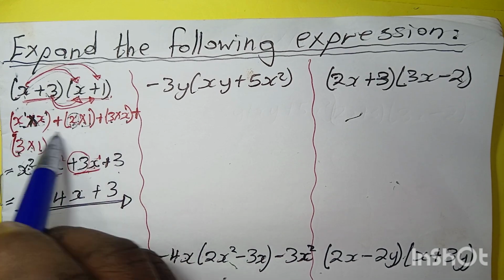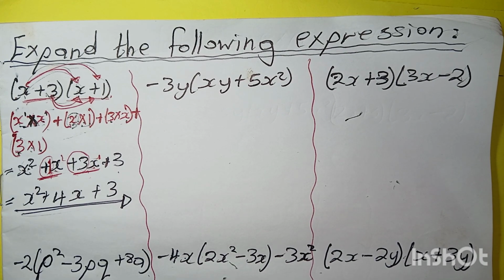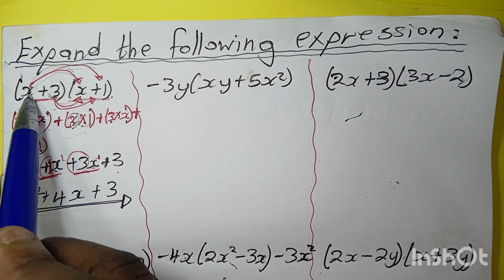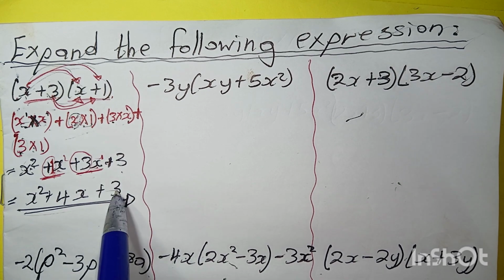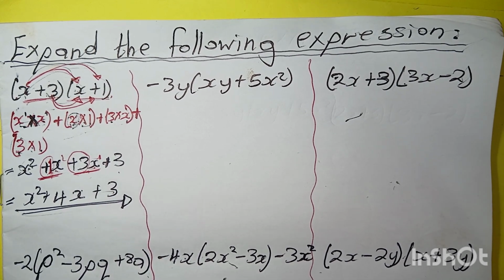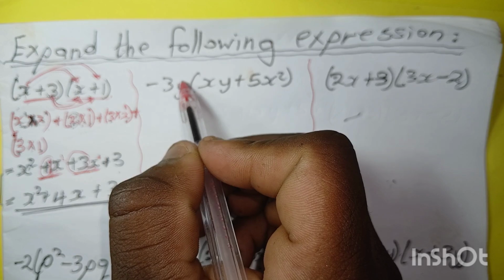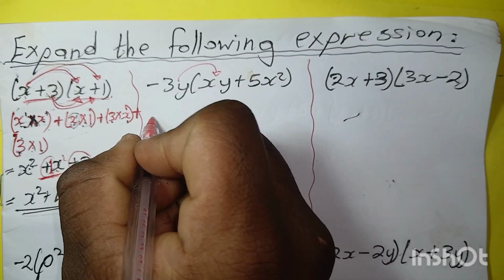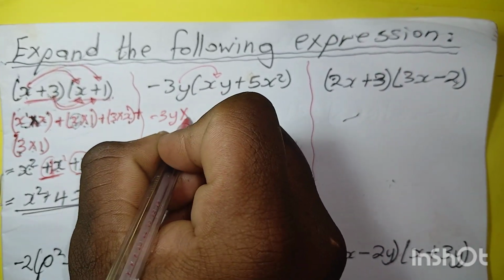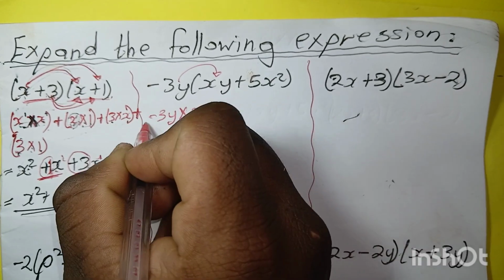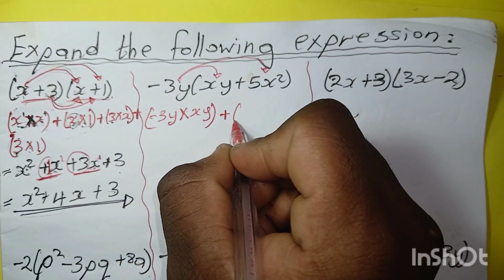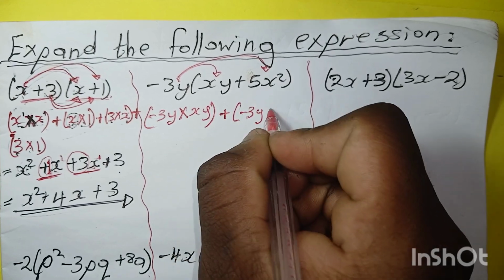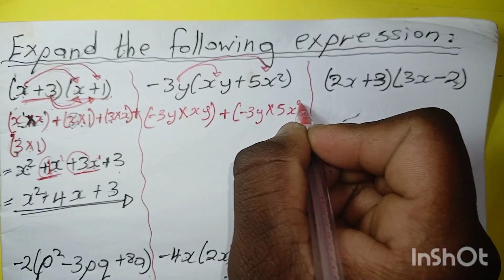But it is good, man, to do this step, guys, because it makes things easy. Do you see? It shows you that this will multiply that, this will multiply that. I just hope you get it. So let me show you this one now. This will multiply here, meaning it's 3y multiplied by xy, and plus, this will multiply that, 3y multiplied by 5x squared.